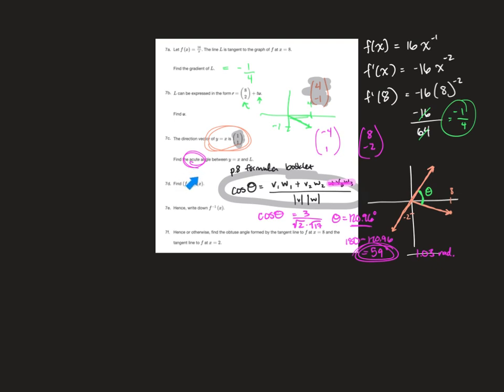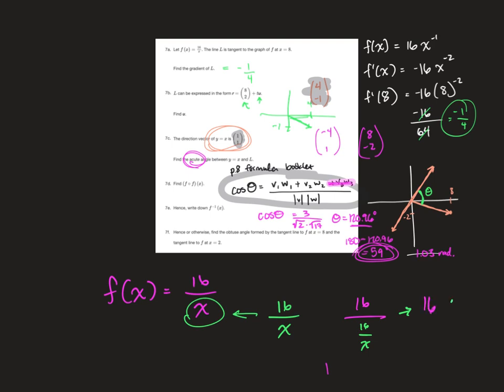Next one says find the composition of the function with itself of x. So we know that f of x is 16 over x. And basically what you're going to do is replace x with 16 over x. So you're going to end up getting 16 over 16 over x, which you could then rewrite as 16 times the reciprocal, or x over 16, and then these guys would simplify, and you just get x, which is good because we're supposed to get that.